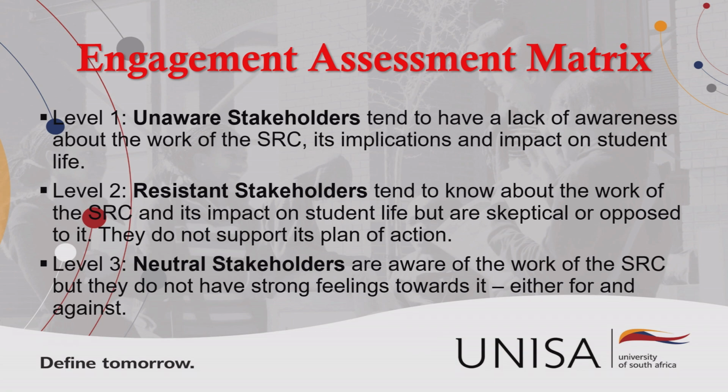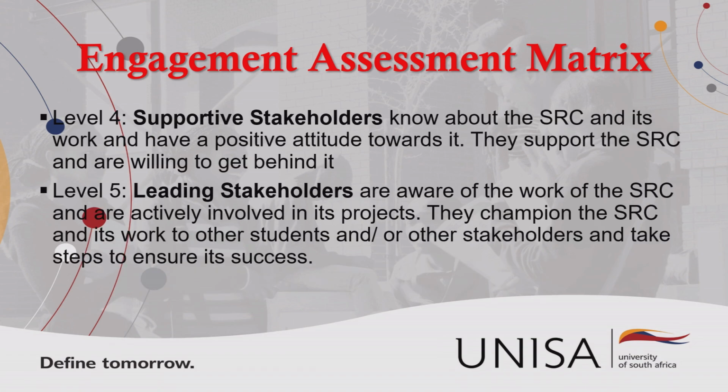Then, ladies and gentlemen, we have what we call level 3 stakeholders. We call them neutral stakeholders, very aware of the work of the SRC, but they do not have very strong feelings towards it. These are people who don't oppose the SRC, nor do they support the SRC. They're literally neutral. So the SRC could exist, they couldn't be bothered. Whether the SRC is disbanded, they couldn't be bothered. So they're very neutral to the work of the SRC, but they are aware of the work of the SRC.